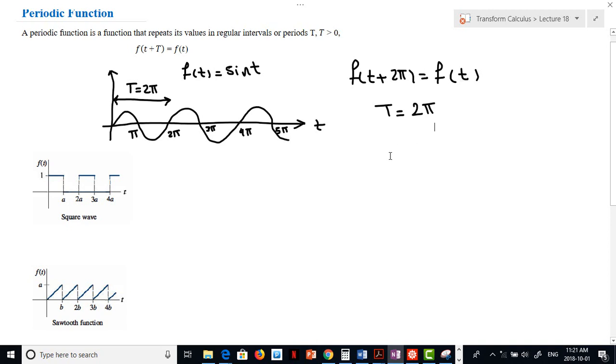So you can do the same procedure for all the functions. For example, in this example, you can see that the function starts from here, and then here is 1, after a is 0, after 2a again it repeats itself. As a result, the period is from here to here. Period here is equal to 2a, because after 2a it repeats itself.